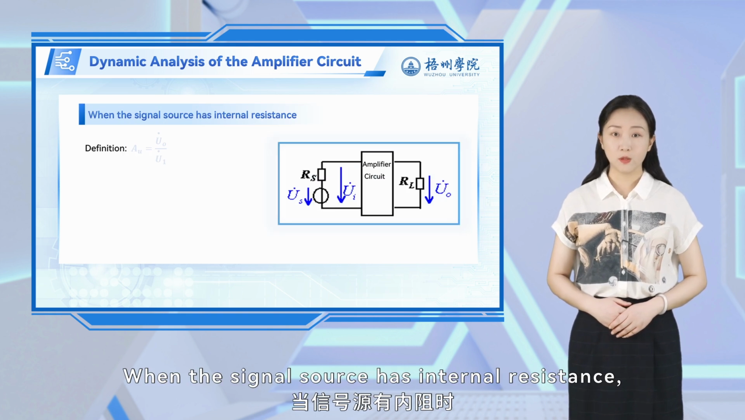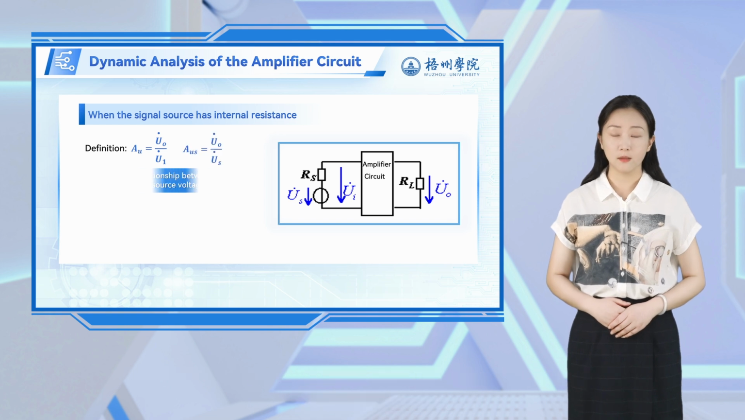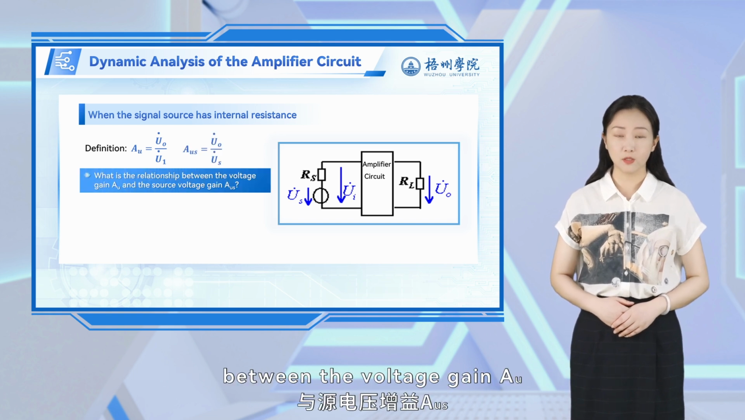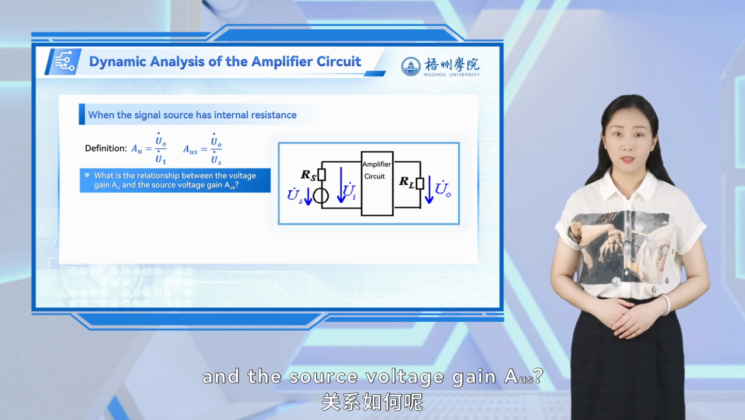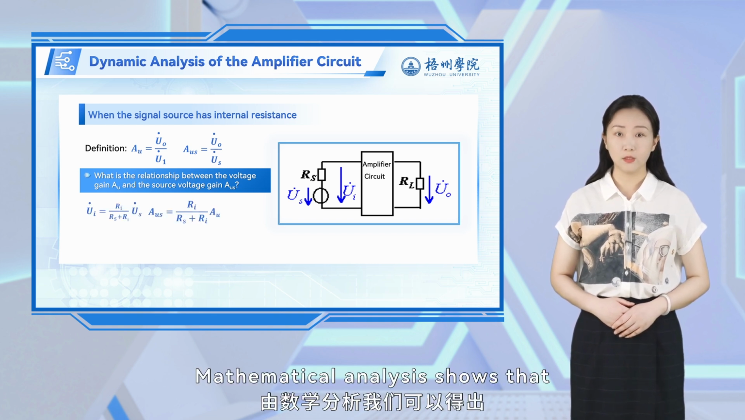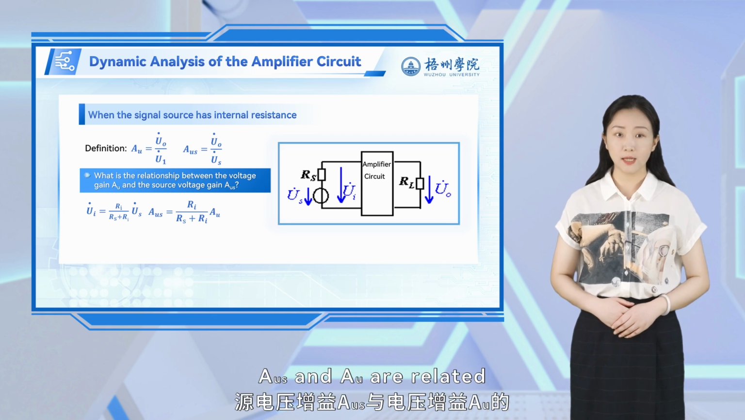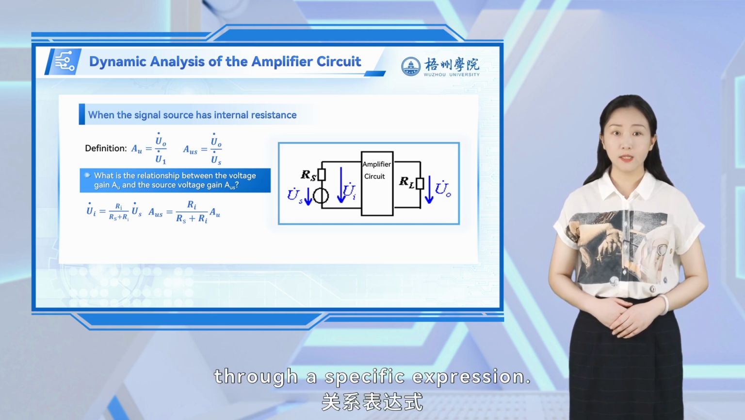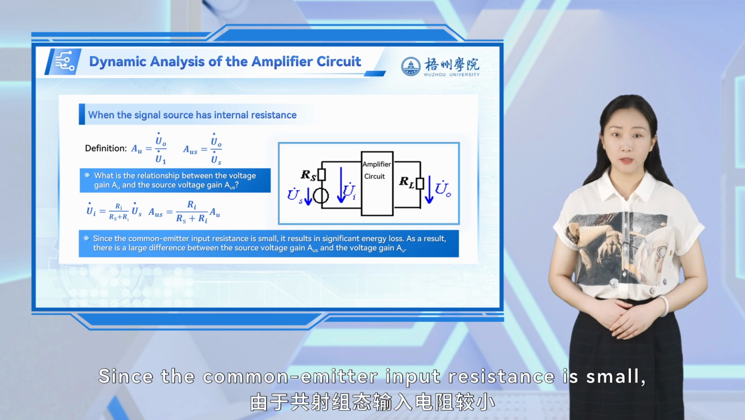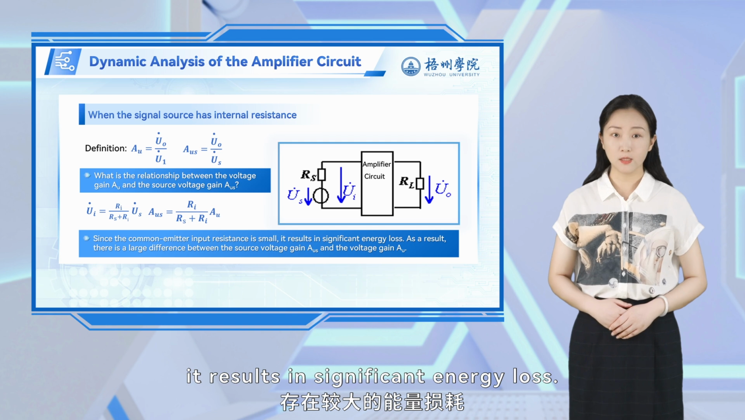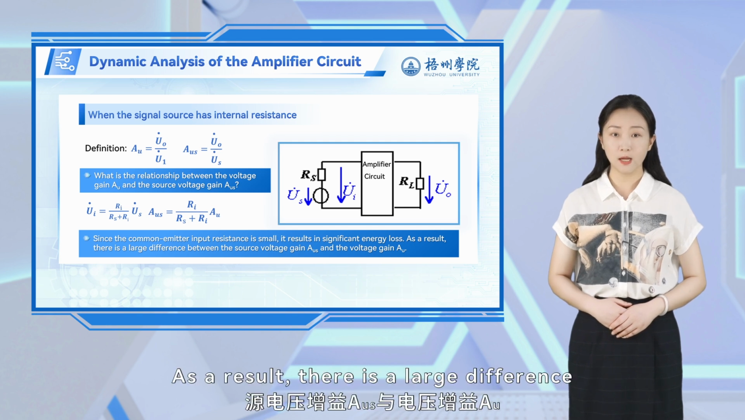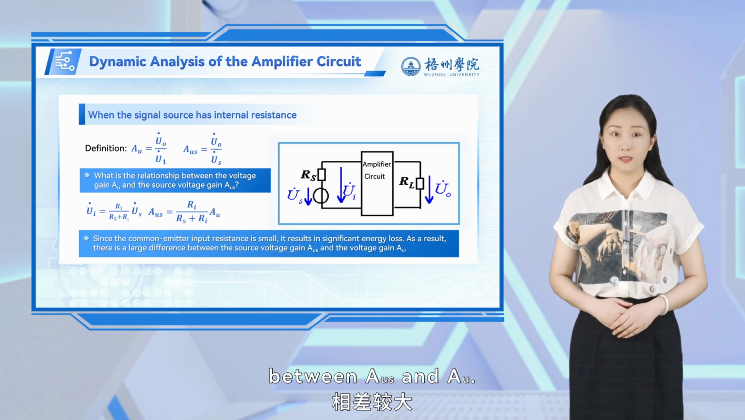When the signal source has internal resistance, what is the relationship between the voltage gain AU and the source voltage gain AUS? Mathematical analysis shows that AUS and AU are related through a specific expression. Since the common emitter input resistance is small, it results in significant energy loss. As a result, there is a large difference between AUS and AU.